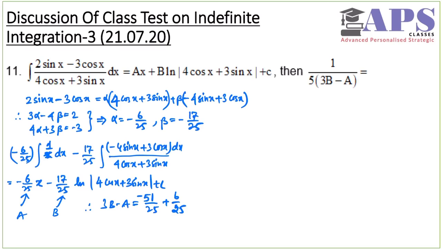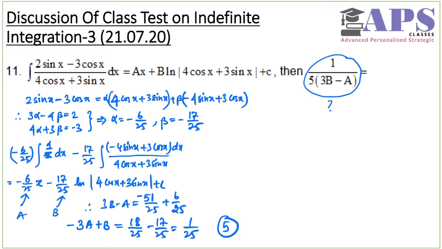Okay, so I think there is a mistake here. This should be, if I take 3a minus b, in fact minus 3a plus b can give a positive number. Minus 3a plus b gives us 18 by 25 minus 17 by 25, that is 1 by 25. So if I take the reciprocal, it is 25, and in that case our answer will become 5. Otherwise this is wrong. With the expression in the question, we don't get any integer type answer, so there is a mistake here. So let's go to the next question.